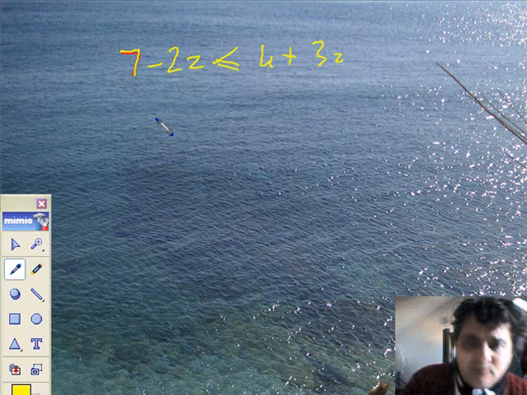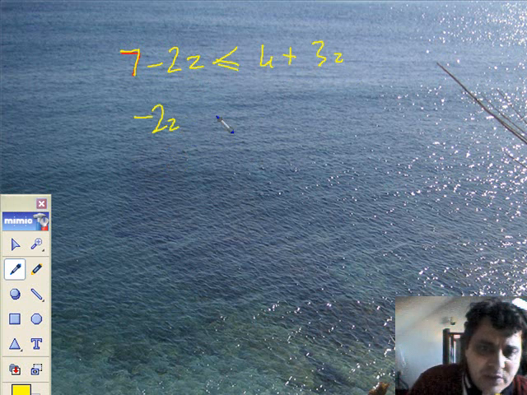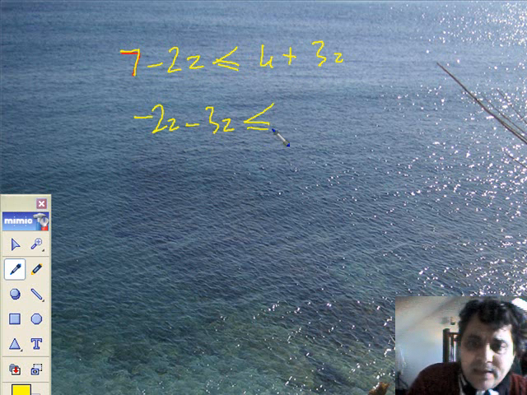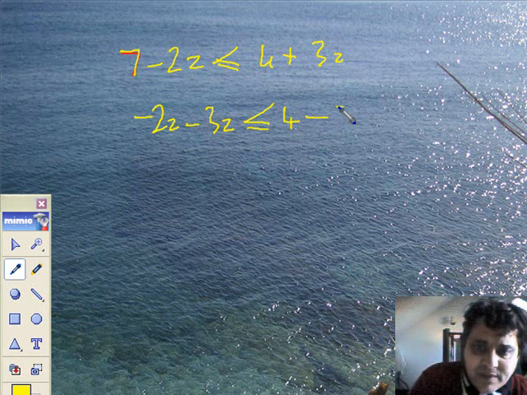It's easy. Right, I've got minus 2z's on this side. Take away another 3z's. Right, because it's plus there, take away 3z's. Less than or equal to 4. And then the 7 goes next door and gets subtracted because it's positive 7. So I've got minus 5z's is less than or equal to 4 minus 7, that's minus 3.